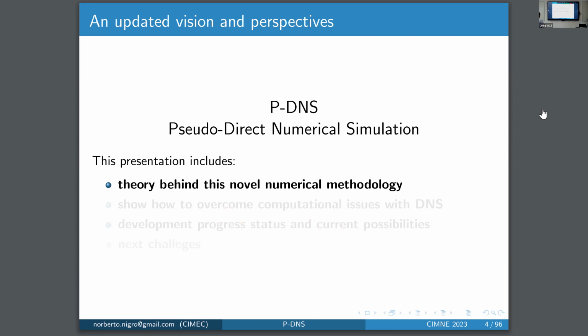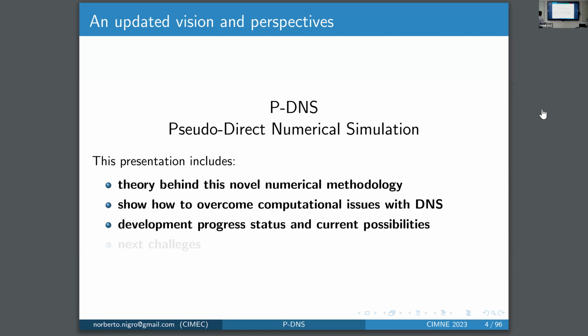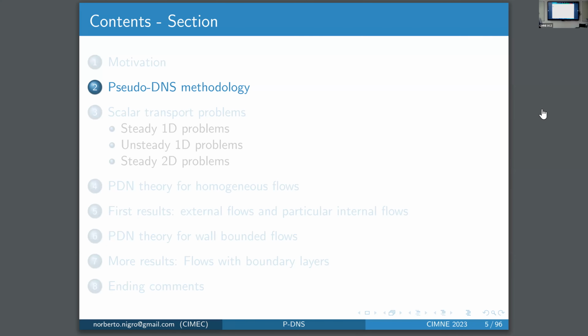So what is the theory behind this novel methodology? I want to show you briefly some aspects of the theory, how to overcome the issues that DNS has, because if you want to improve your accuracy, you have to move to DNS, but DNS is a very difficult problem because you need very fine meshes. Finally, the development progress status of the technology, the current possibilities, and next challenges about its usage.